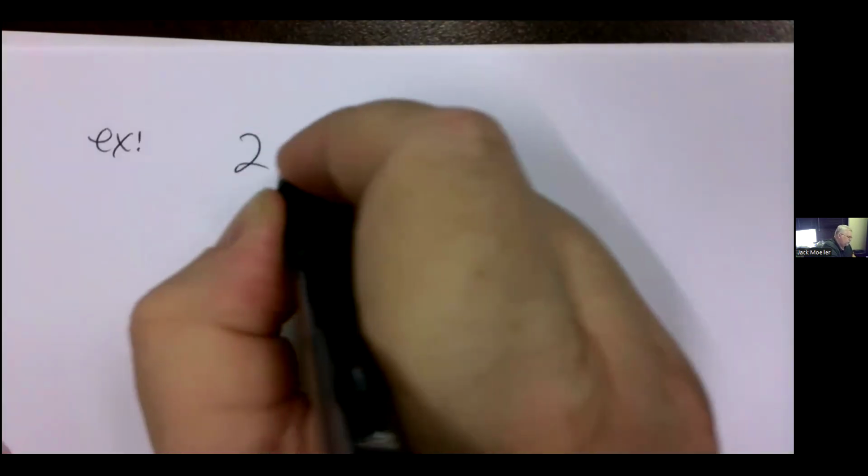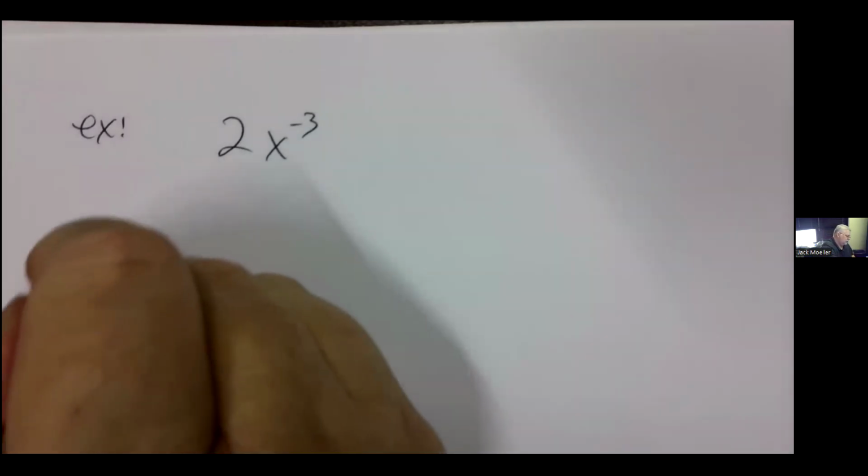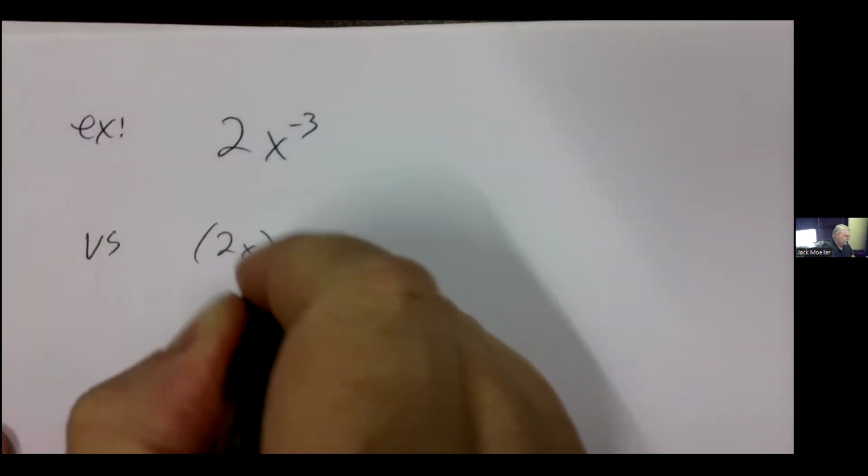What if we have 2x to the negative 3? So here's a question. We have a negative exponent, so something's gonna get flipped. What's gonna get flipped? The most common answer I get at this point is the 2 and the x go in the denominator. However, that's incorrect. And the reason being is our old friend parentheses.